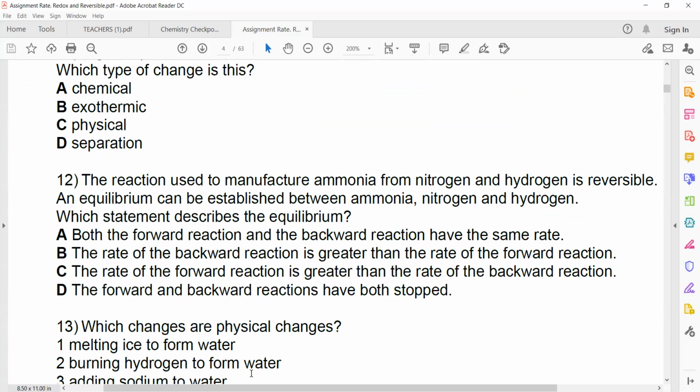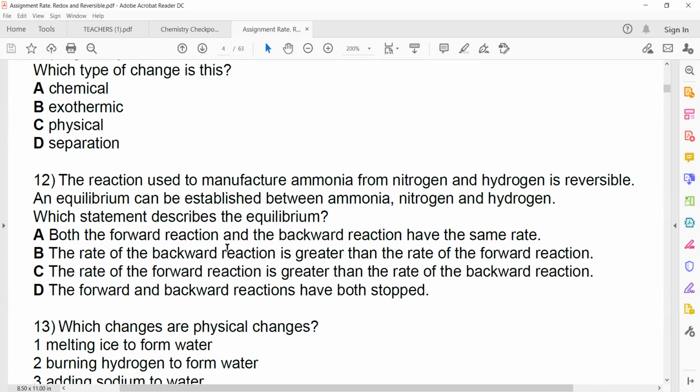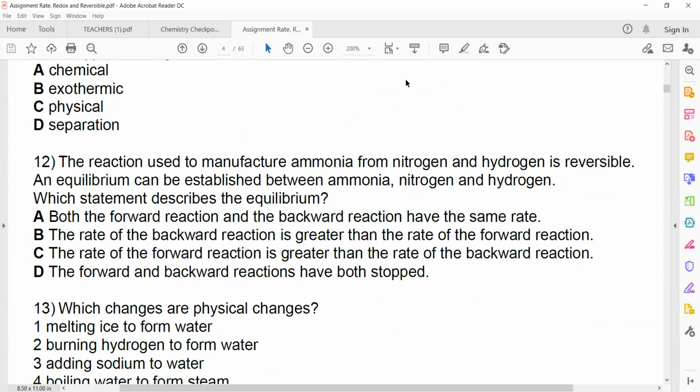The reaction used to manufacture ammonia, nitrogen and hydrogen, is reversible, and an equilibrium is established between them. Which statement describes the equilibrium? What's the answer here? Yeah, A is the right answer. The forward and the backward reaction have the same rates or same speed. Everyone should participate so it shows your understanding of the topic.